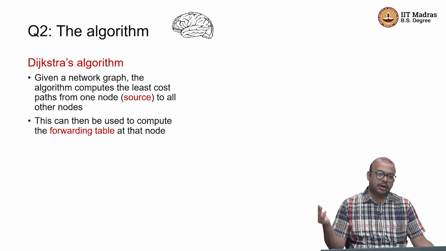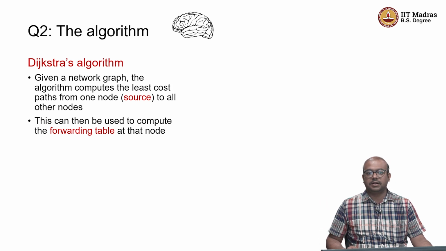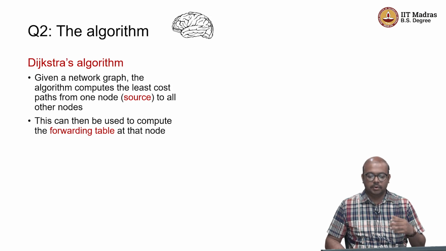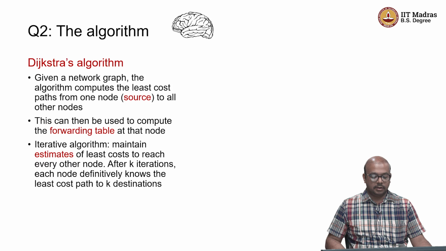So, I should be forwarding the message to J, right. So, in this way you should be able to construct the forwarding table. We are going to look at forwarding table construction again after we run Dijkstra's algorithm. This is just to give you a high level idea of what is going on.